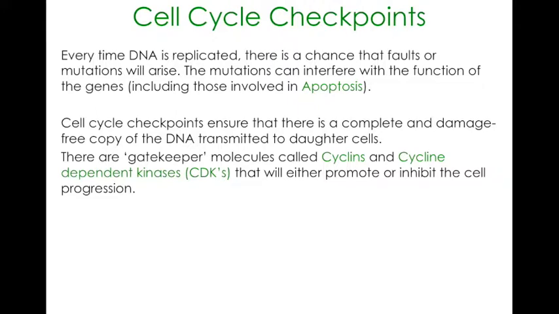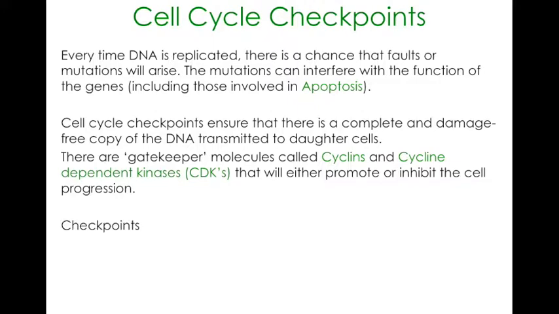And so there are a few molecules that are involved in this process. These molecules are called cyclins or cyclin-dependent kinases. Now, both of these molecules are different families of molecules which perform similar functions as what we call gatekeeper molecules. So what they do is they regulate the cell life cycle. They will either promote and push the cell through its life cycle, or they will stop the cell from progressing through its life cycle, depending on whether they find any mistakes in the DNA code.